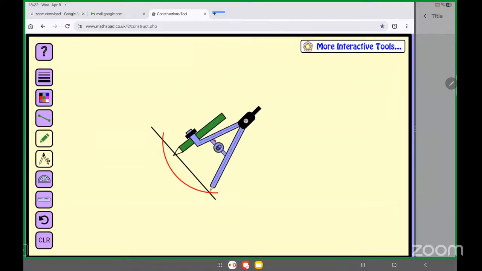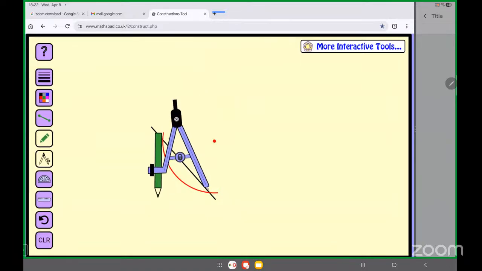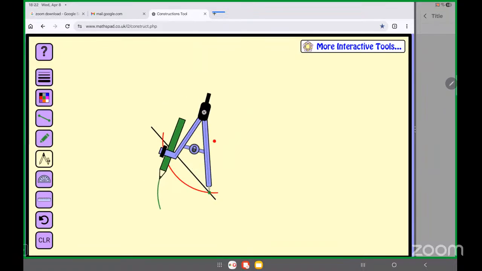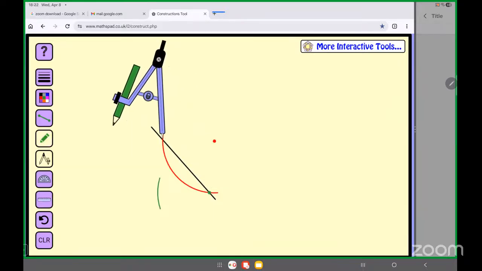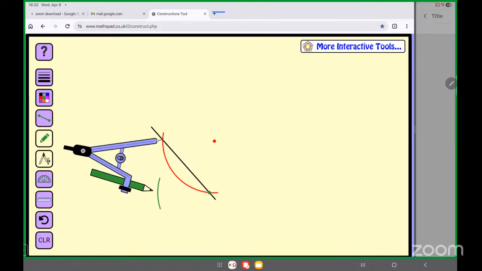You're going to make arcs below here, where the bisecting line will be. So make an arc down below here, up to the other end. Rotate down and cross that arc.